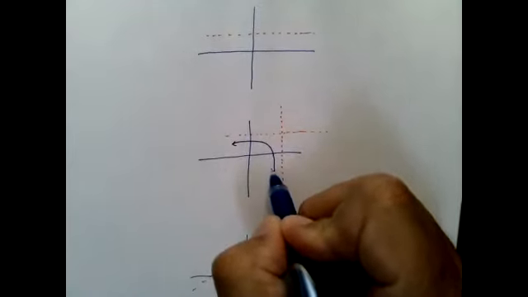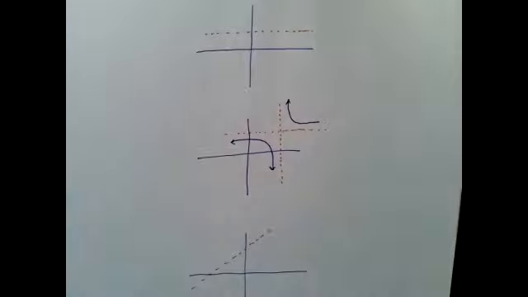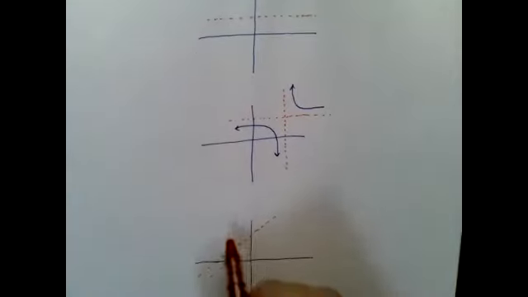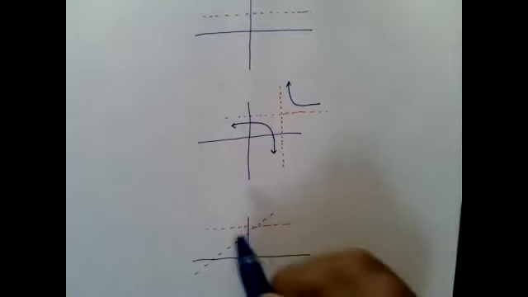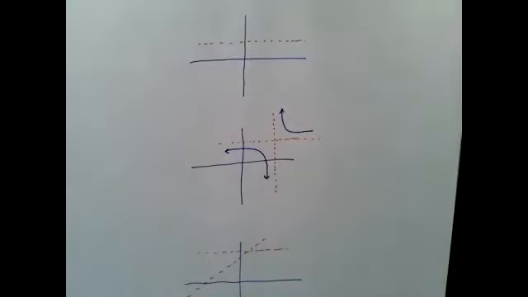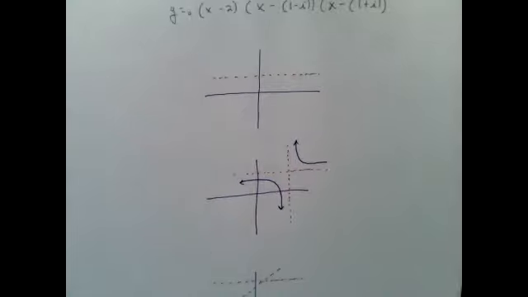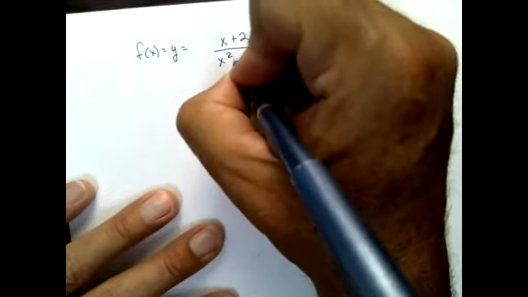Our graph will normally approach an asymptote, but not cross it. And we may end up with something that looks like this. All kinds of crazy stuff can happen, so we can have all these different combinations of asymptotes. So we're going to start out looking at the easiest one. The one I wrote on that piece of paper was y equals x plus 2 over x squared minus 9.